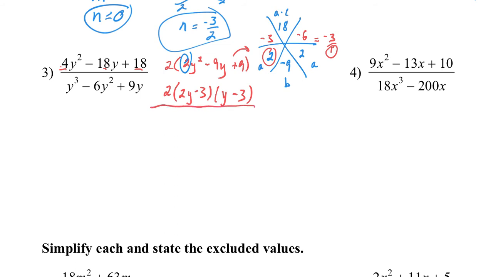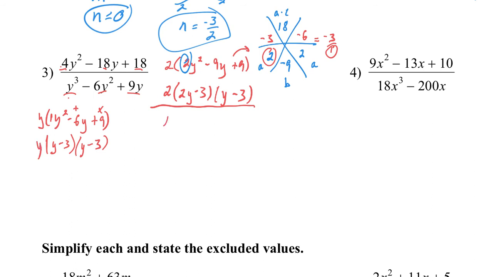Now I need to factor the bottom. So on the bottom, I can take out a y from all of them. So that y is going to go in front. Y squared minus 6y plus 9. And then I want to factor this into two binomials, which won't require the star because a is 1. And so I need to multiply to get 9 and add to get negative 6. So that's going to be y minus 3 and y minus 3. It's going to be a perfect square.